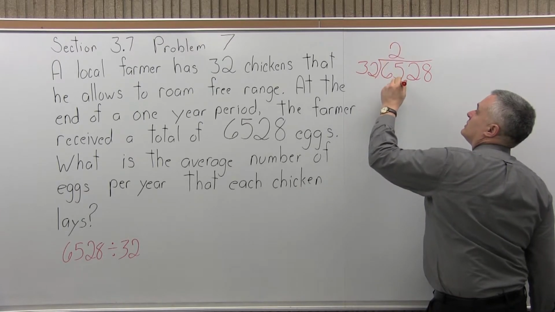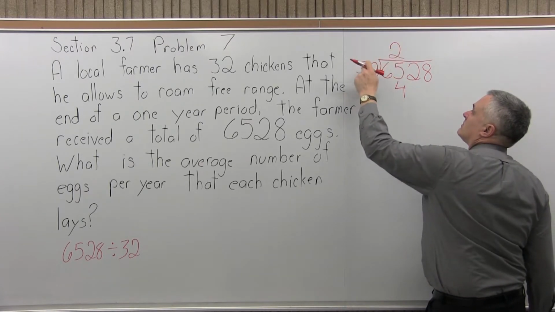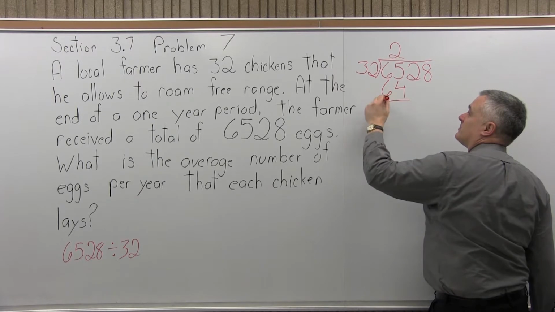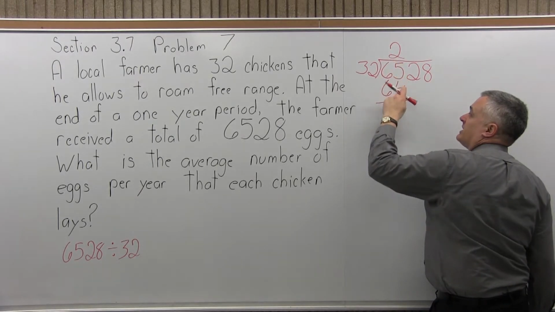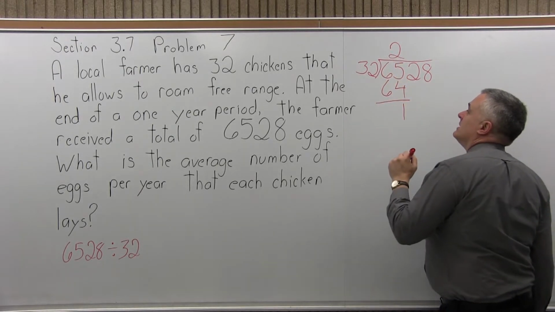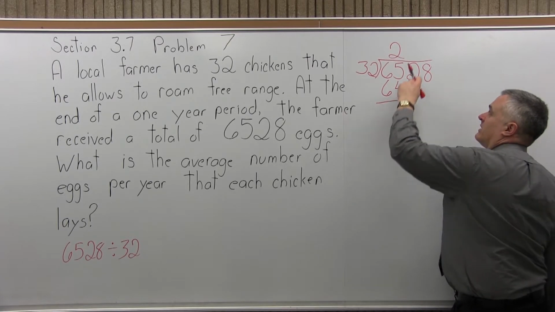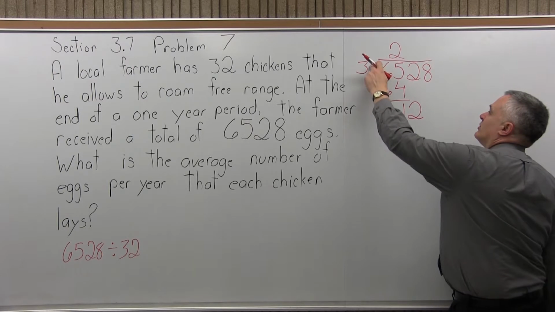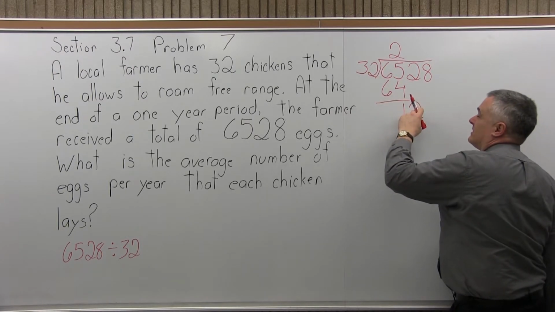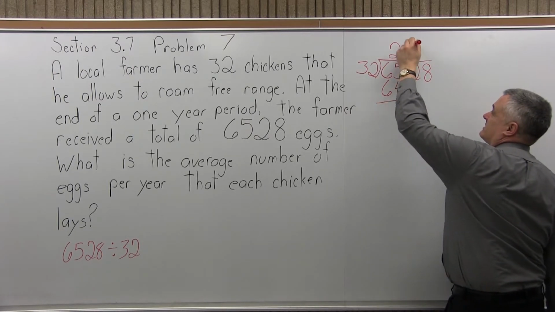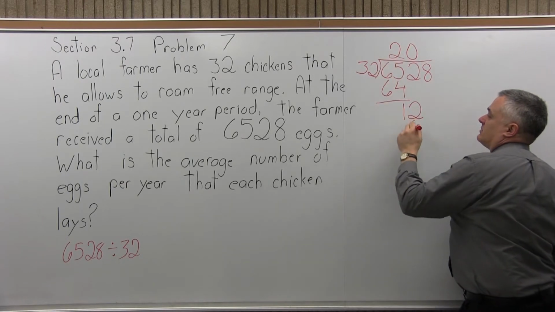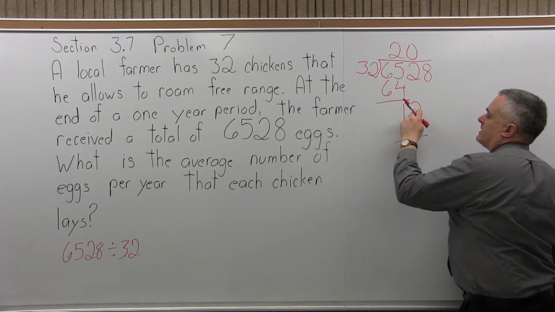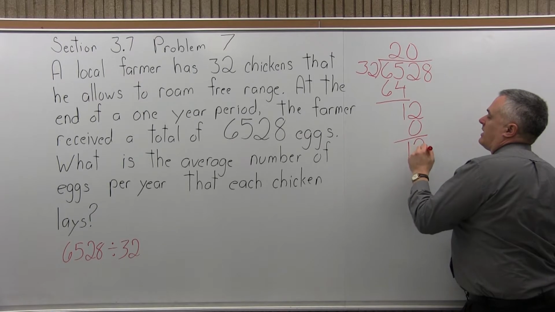2 times 2 is 4. 2 times 3 is 6. So 64. Almost fit perfect. 65 minus 64 is 1. So that's what I get. Bring down the next digit over, which is a 2. 32 divides into 12. Well, 12 is not big enough, so we're going to put in a 0. 0 times 32 is 0. And then 12 minus 0 is 12.